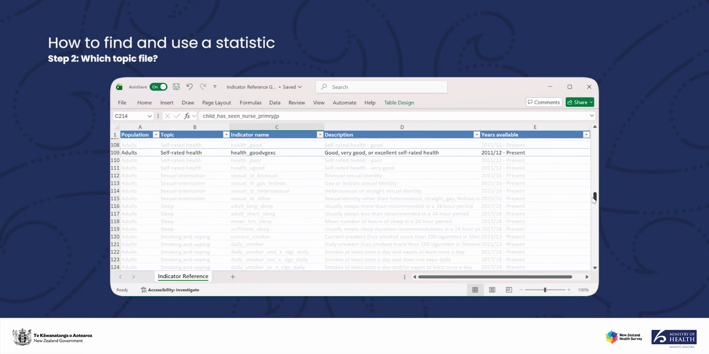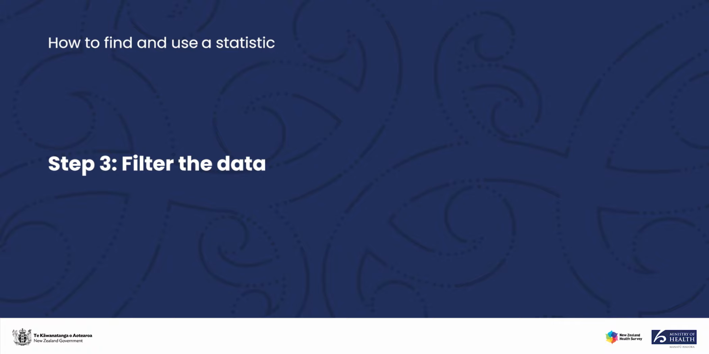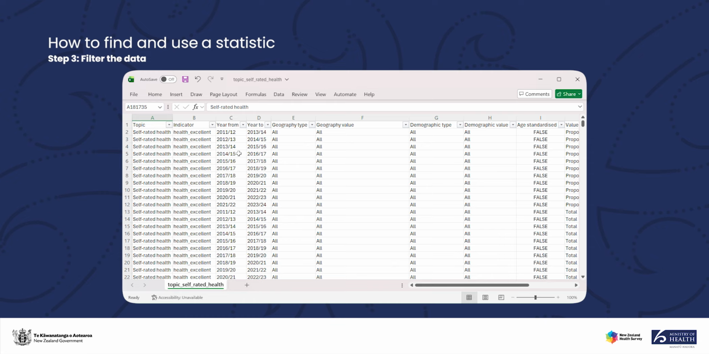The guide shows that self-rated health sits under the topic also called self-rated health. The indicator I'm interested in is called Health, Good, Very Good, Excellent. This indicator measures adults reporting good, very good or excellent health. The guide tells me that this indicator is available for all survey years. Now, I'll open the self-rated health topic file and filter the data to match what I'm looking for.